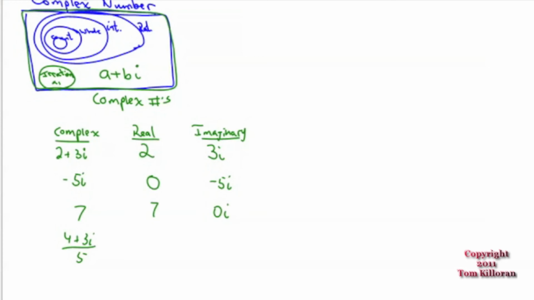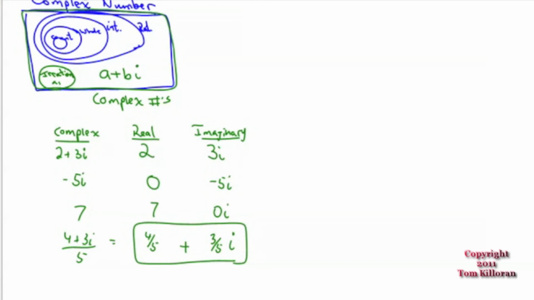The complex number (4 plus 3i) divided by 5. What's the real part? 4/5. What's the imaginary part? 3i over 5. I'd rather you leave the i last, so it's 3/5 i. Now, this is a proper way of writing a complex number.